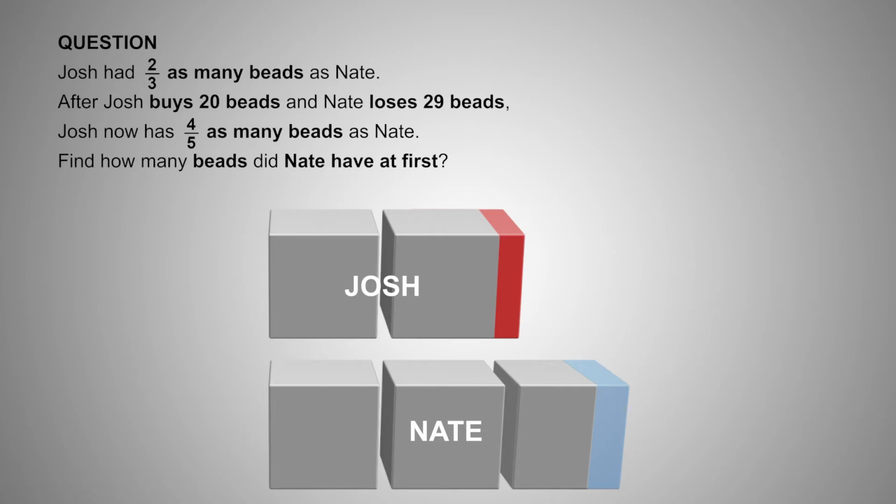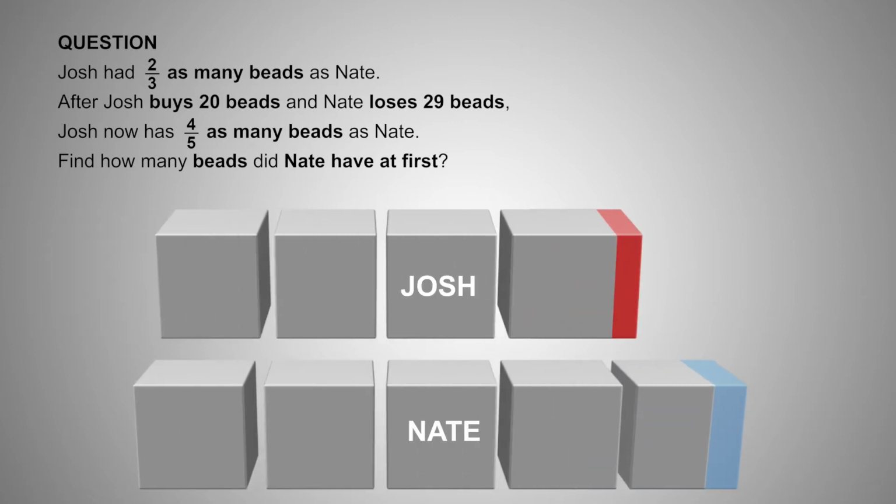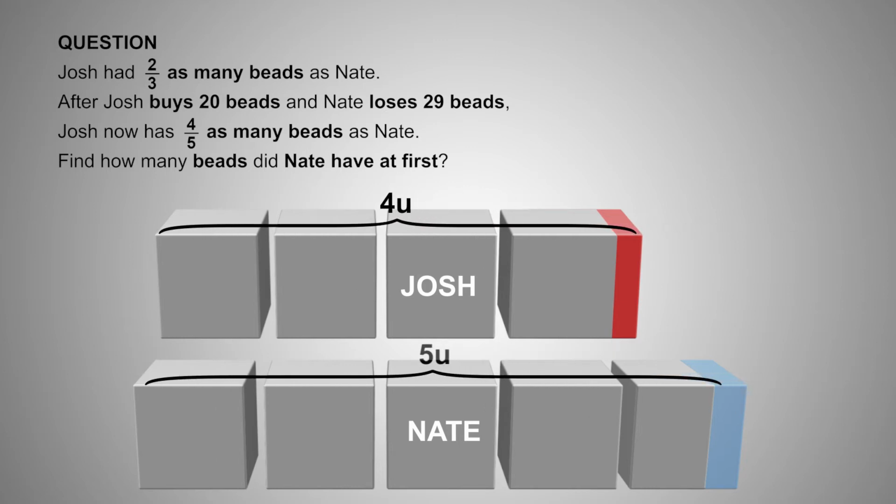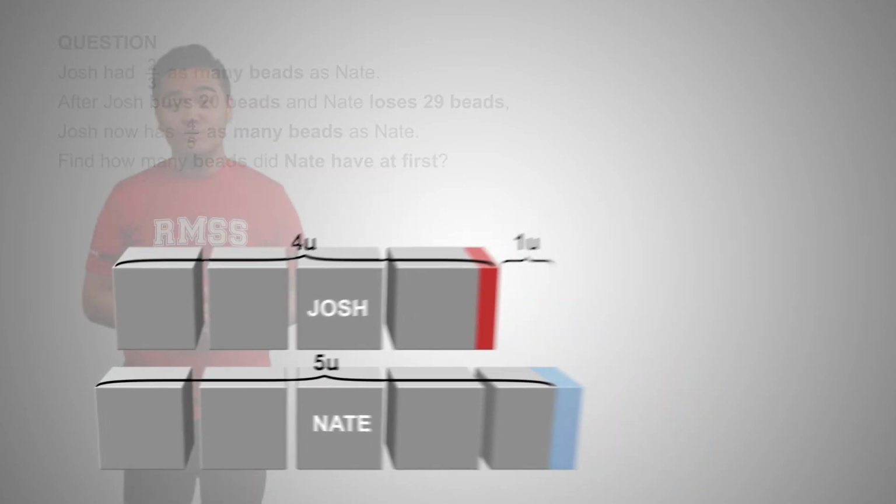At the end of the day, Josh has to stay 4/5 as many as Nate. Currently, Josh's model is 4 units and Nate's model is 5 units. Now, students have to miraculously see that the difference in Josh and Nate's model bars is 1 unit. This shows how challenging drawing a comparison model is for this question.